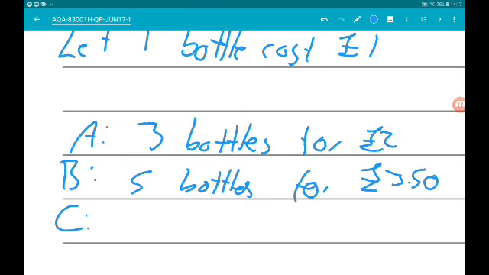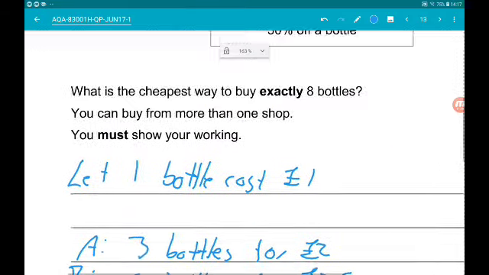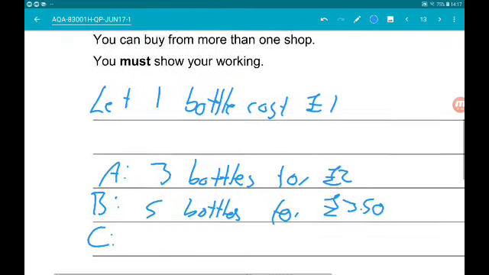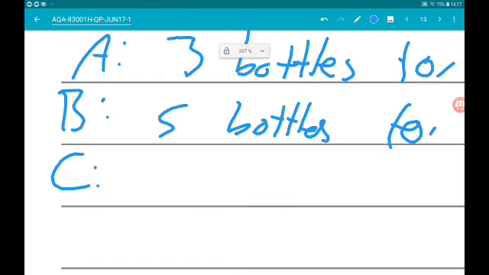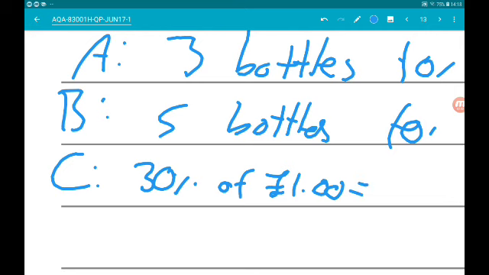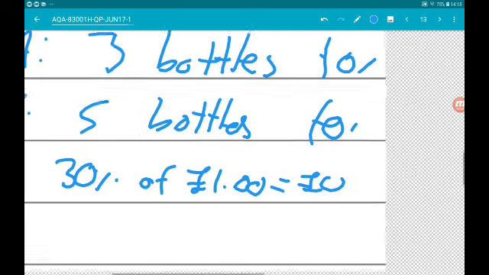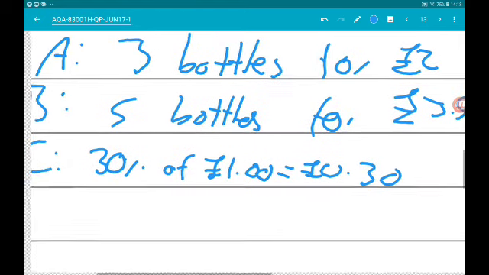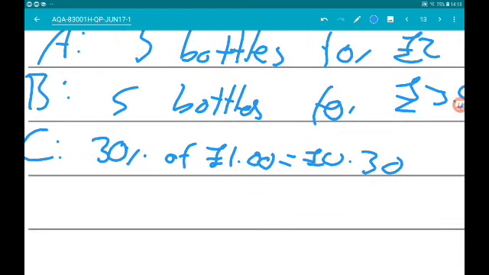And then at C, they are 30% off per bottle. So 30% of £1 is 30p. So at shop C it's 70p a bottle.